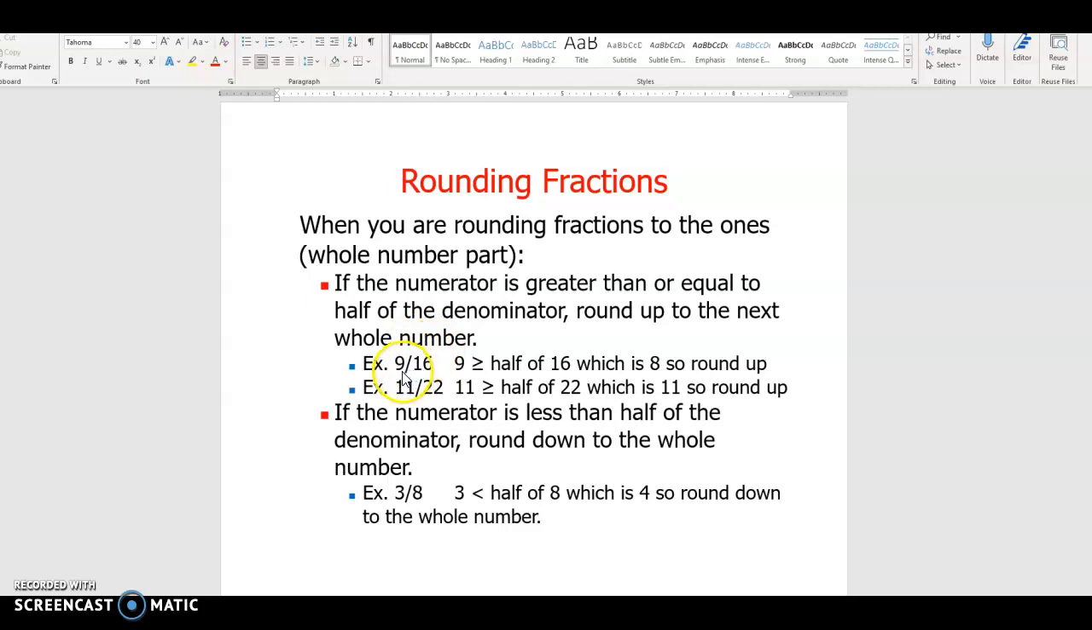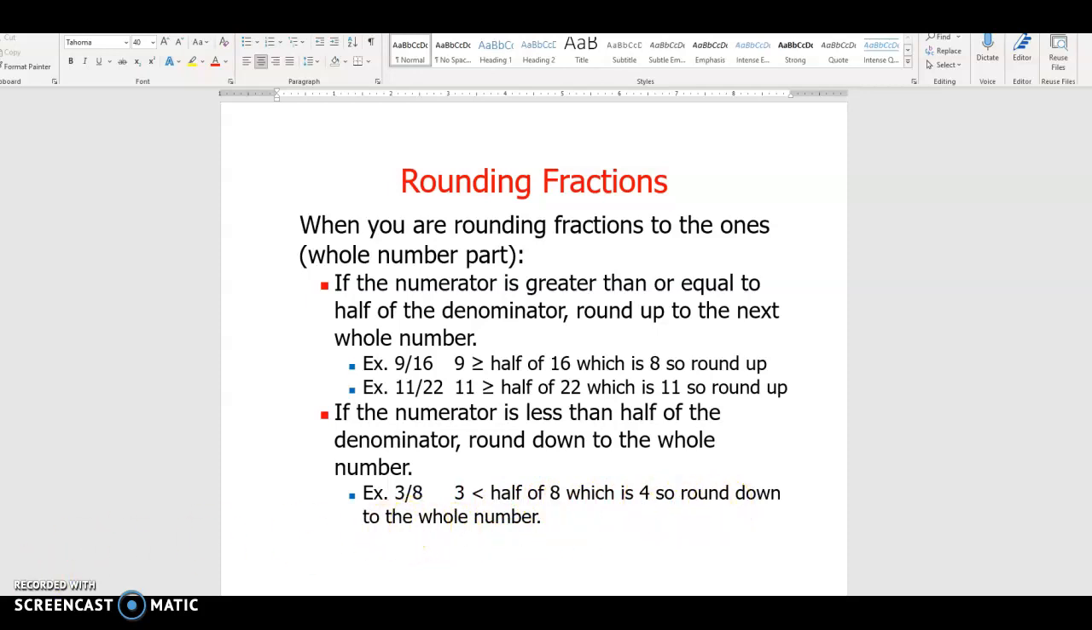9 over 16. Since 9 is greater than or equal to half of 16, which is 8, we're going to round up. So we round this example up to 1. 11 over 22. 11 is greater than or equal to half of 22, which is 11, so you're going to round up again. An example where we don't round up is 3 over 8. 3 is less than half of 8, which is 4, so you're going to round down to the whole number of 0.